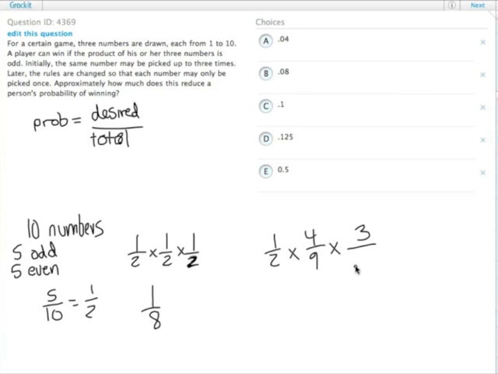what are these, in a bag or something? Well, it doesn't really say what they're in. Anyway, there are only 3 odd numbers left out of 8 total, because the 2 odd numbers that you've already drawn are out of the running.